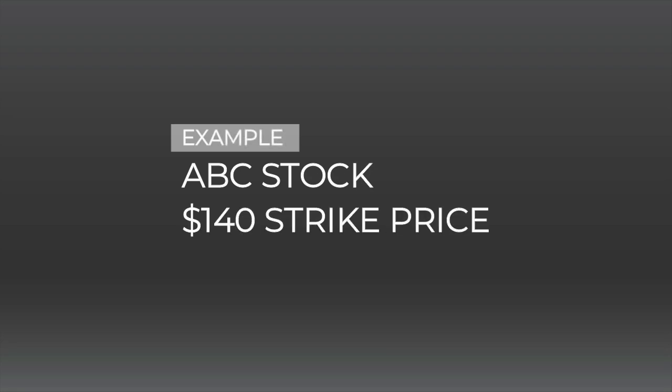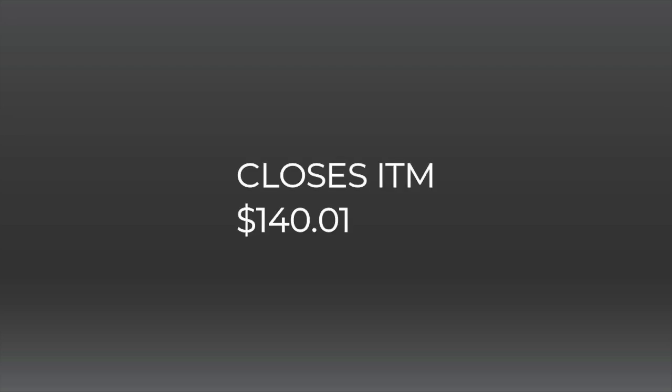As an example, let's say today is the expiration date for an options contract of stock ABC, and you bought a call. The strike price that you went with was $140. So if ABC closes in the money, that's the underlying price of $140 and 1 cent, and anything above that, the call buyer will pay $14,000 for 100 shares of ABC stock. The seller of the call will receive $14,000 in return for the 100 shares of that stock that was transferred to the call buyer.